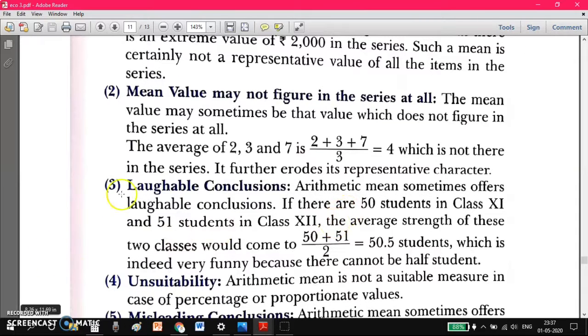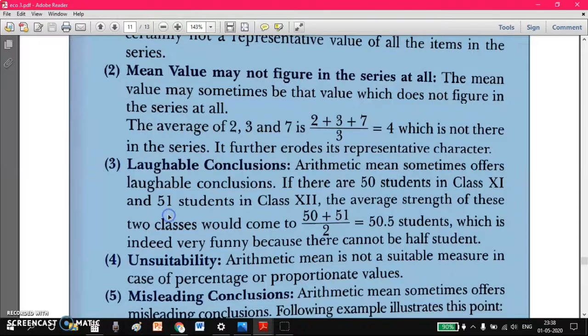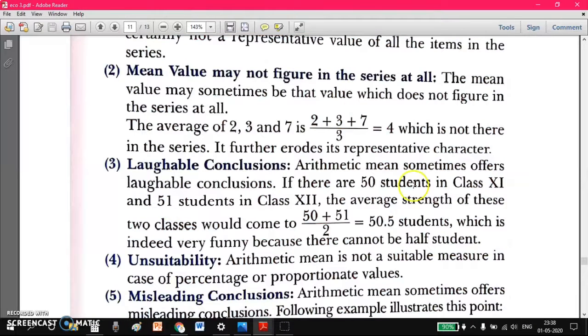The mean value may sometimes be a value that does not figure in the series at all. The average of 2, 3, 7 is 2 plus 3 plus 7 divided by 3, which is equal to 4, which is not there. Third is laughable conclusions. So as you can see here in the illustration, sometimes its conclusions are laughable.